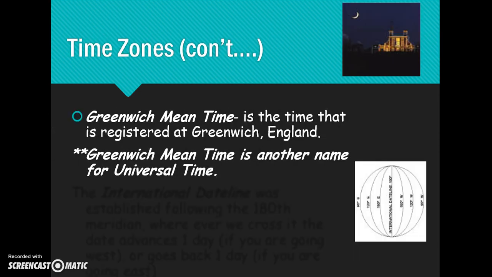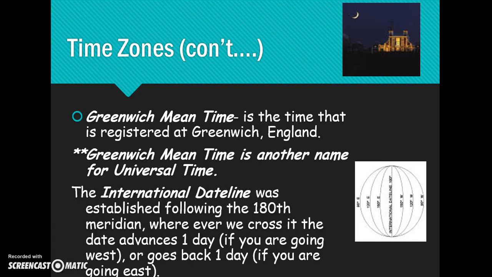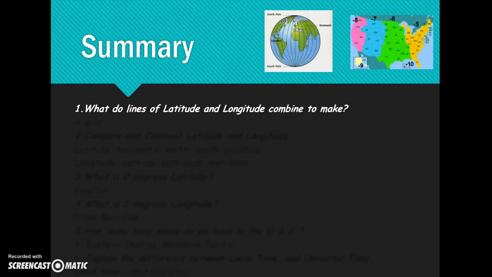Greenwich Mean Time is registered at Greenwich, England. Another name for Greenwich Mean Time is Universal Time. The international dateline was established at the 180th degrees meridian. When we cross it, the date advances one day. If you are going west, you will advance one day. If you're going east, you will go back one day.